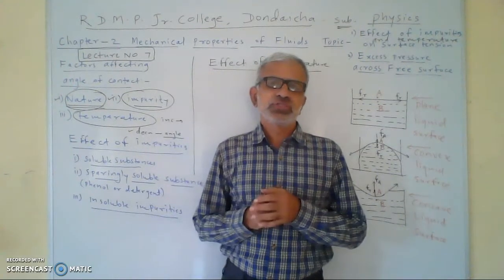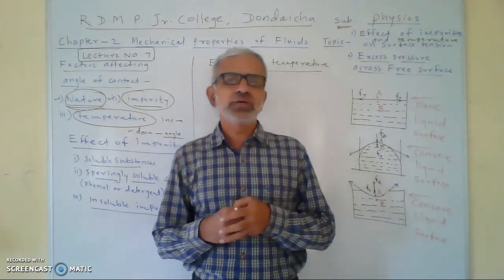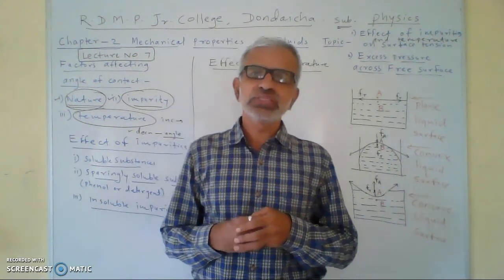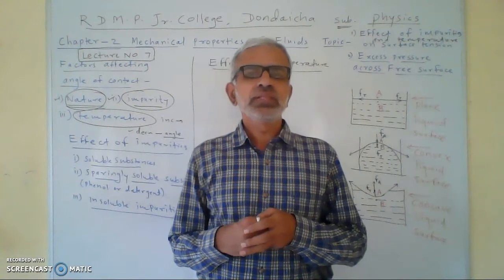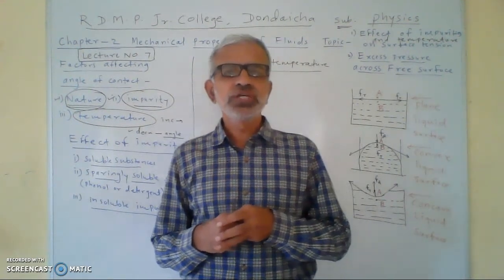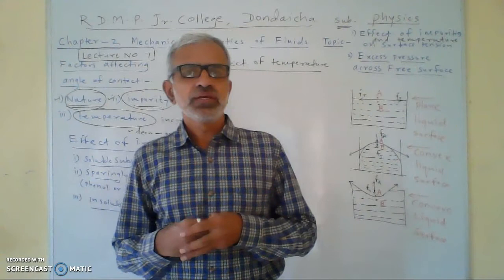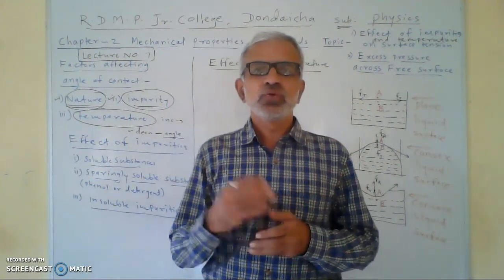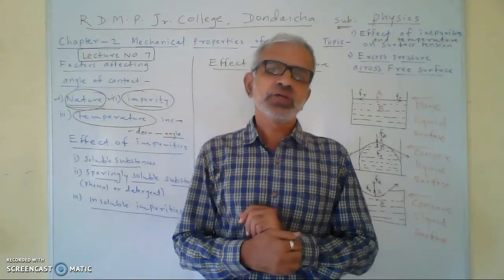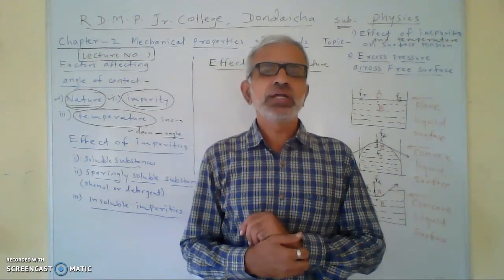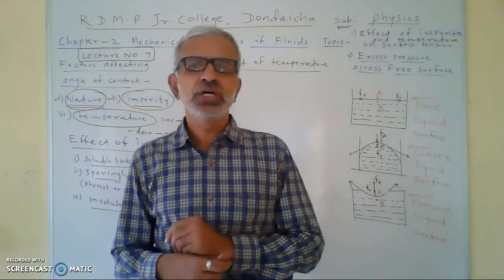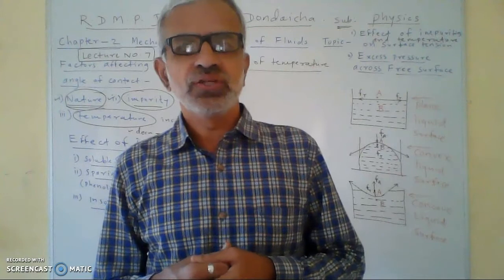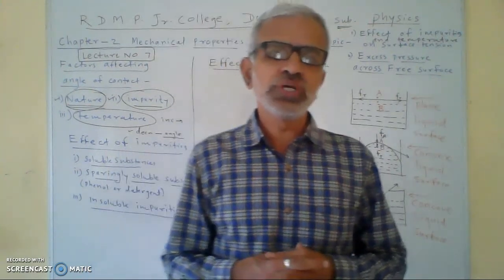Namaste dear students. We have started chapter number 2, Mechanical Properties of the Fluids of 12th standard, and in that chapter we have explained angle of contact in lecture number 6, the last lecture. Today we see the effect of impurity and temperature on surface tension and excess pressure across the free surface. We see these topics today.